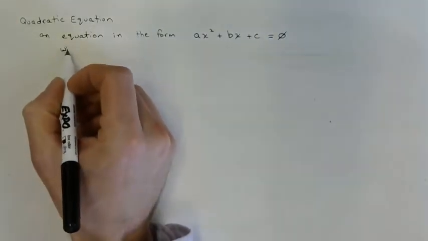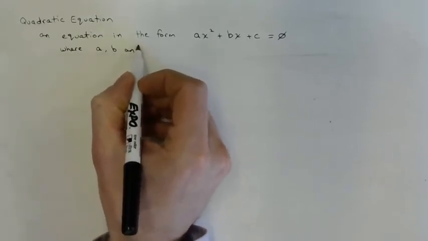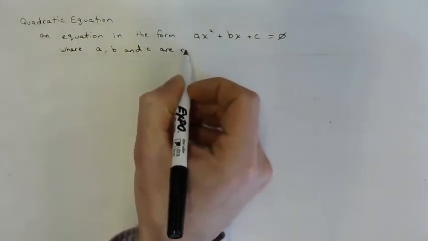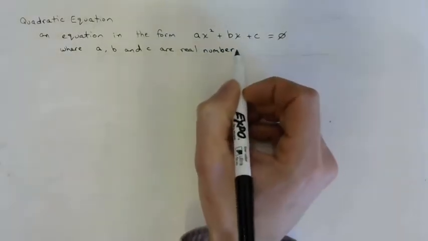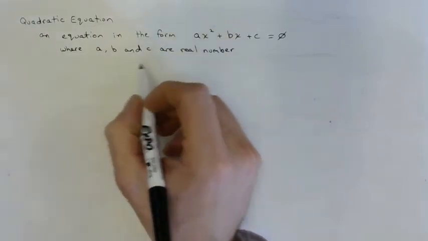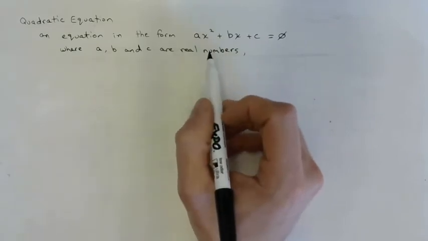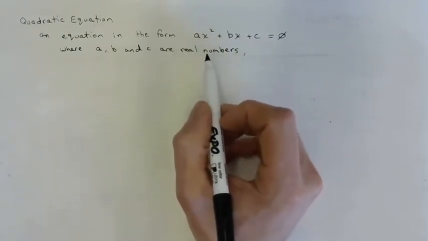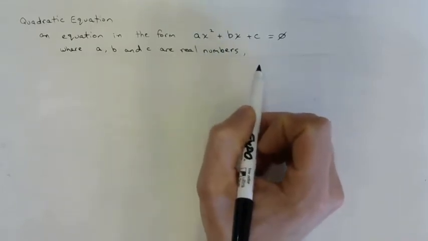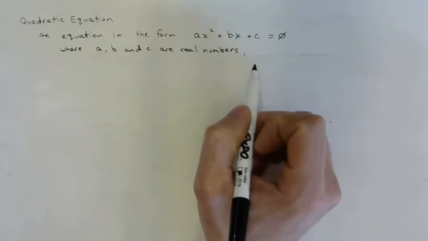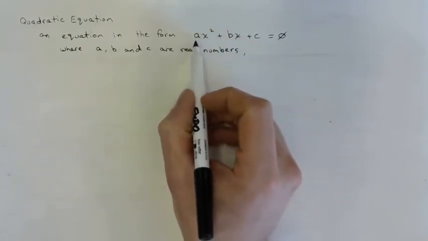What needs to be true? Where a, b, and c are real numbers. Now that you know what non-real numbers are, or imaginary numbers, a, b, and c are real numbers. And there's one other thing that needs to be true so that it remains a quadratic. One of the letters can't be something. Not negative. Like c can't be 0. Can't be 0. a can't be 0.